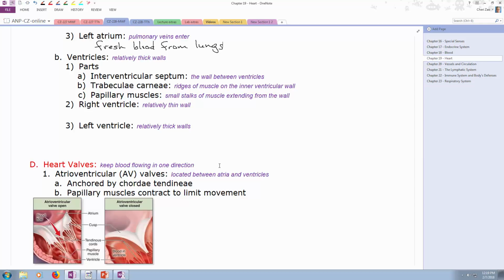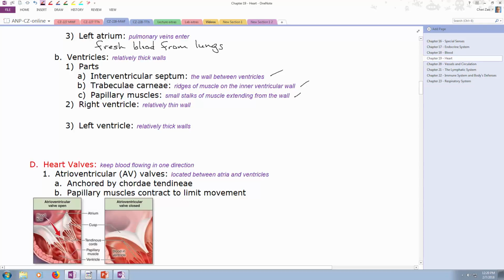Parts that are in our notes say the interventricular septum. Absolutely, we have a wall between the two ventricles, and its thickness is more like the left ventricle. Inside, you see a very definite ridging pattern on the inner aspect of the walls, and they call that trabeculae carneae. Trabeculated is kind of like a lattice or lace-like networking appearance. Then we also find inside our ventricles these muscular projections called papillary muscles. Our notes say small stalks of muscle extending from the wall. You'll find them on the right side and on the left side.